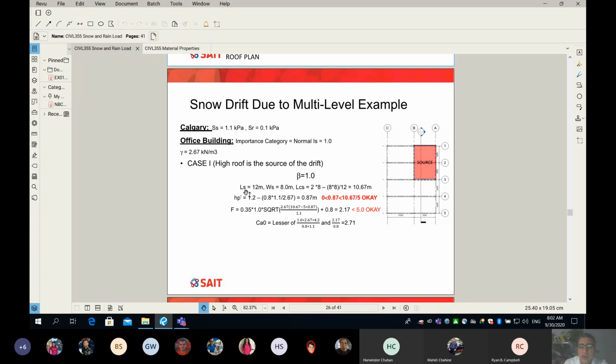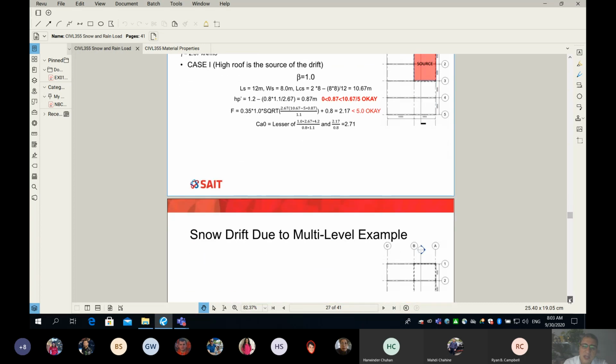And then you also have to find the length of the source, the width of the source, and then the characteristic length. You find what we call h'p based on the parapet height on the source. Still, we're talking about the source, and then finding the F, and once we find the capital F, then we go ahead and find Ca0. You don't have to find Xd for now. Please don't find Xd, because Xd is going to be a function of the maximum Ca0 among the three cases. So hold off on Xd until we find all the Ca0 values.